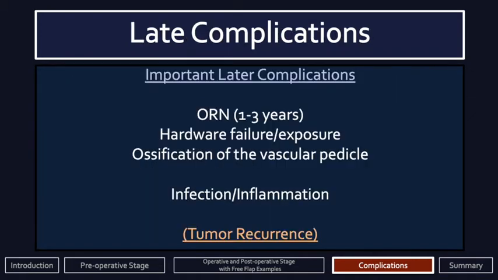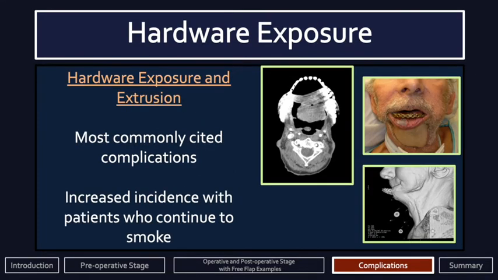Late complications include osteoradionecrosis, hardware failure or exposure, ossification of the vascular pedicle. Infection and inflammation can occur at any time, and of course, you can have tumor recurrence. This is the best case of hardware exposure I've seen.